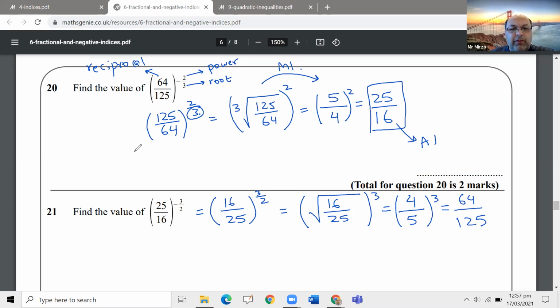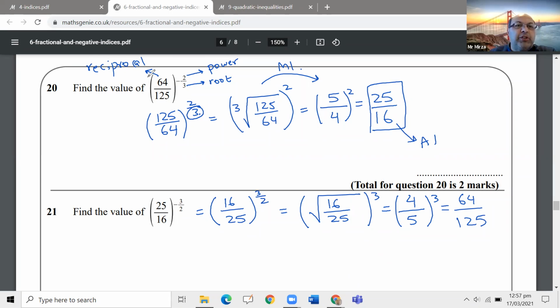So you can have a good understanding of this. So the rule here you have to remember is, the first thing is to change a negative power into a positive power. You flip this side or find the reciprocal.